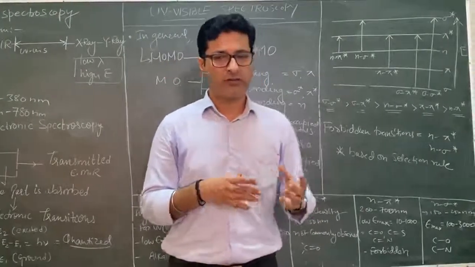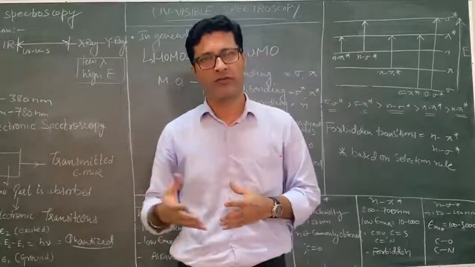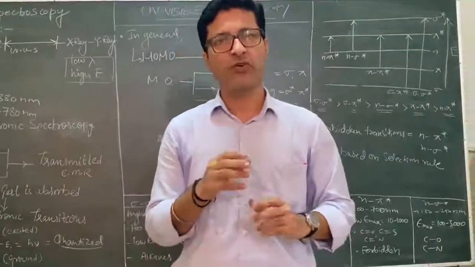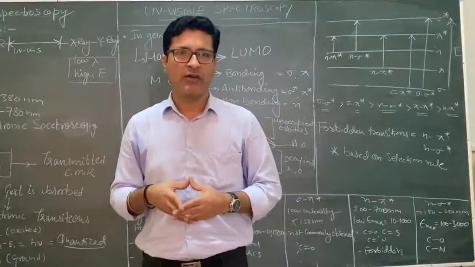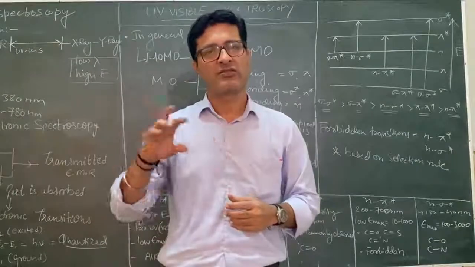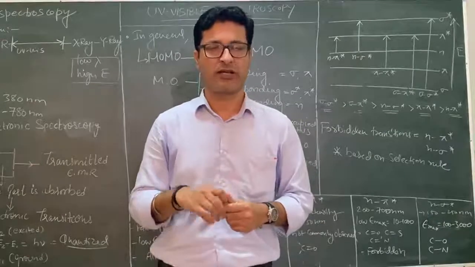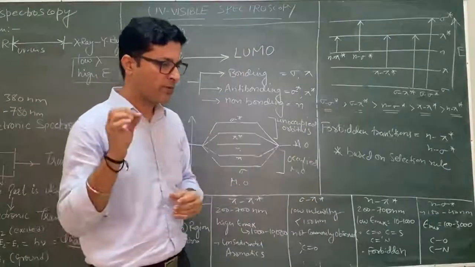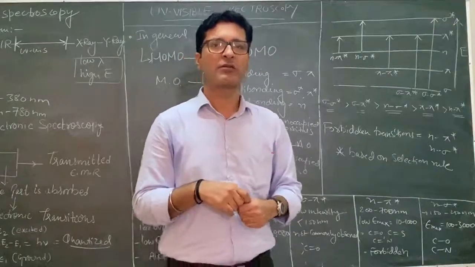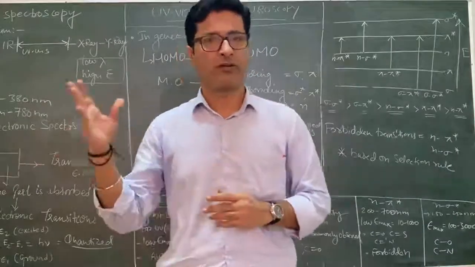The criterion for a transition to be forbidden depends on some selection rules, and one selection rule states that if the spin quantum number of an electron changes during the transition, that transition is considered a forbidden transition. They are not allowed. So it has to be kept in mind that during the transition, the spin quantum number of the electron should not change. If it is changing, then that is forbidden or not allowed.